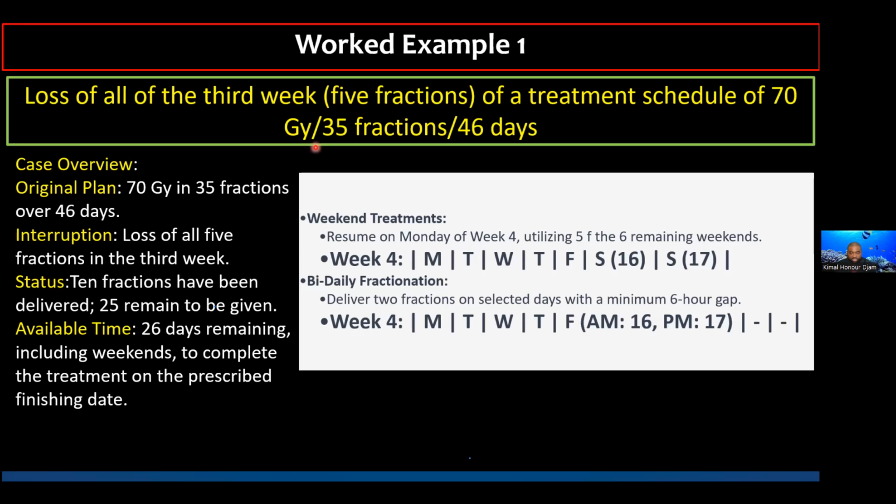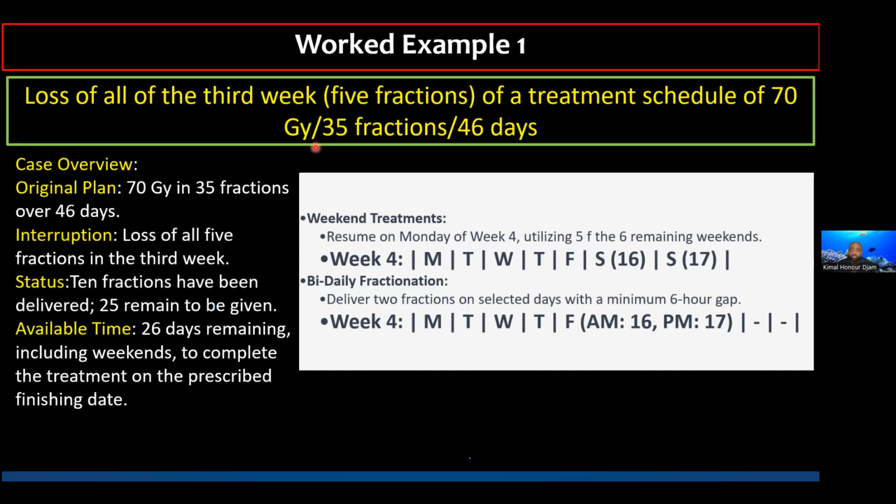What then is the available time within the prescribed treatment period of 46 days that are remaining? We have 26 remaining days, including weekends, to complete the treatment on the prescribed finishing date. And so there are 2 approaches that we can use here. One, depending on the center, most centers in the US do not treat on the weekends, but most centers abroad in Africa, some centers treat on the weekends.